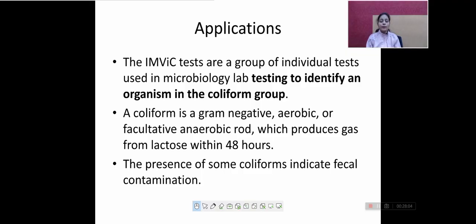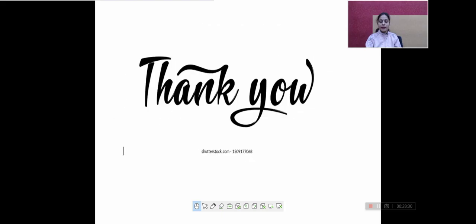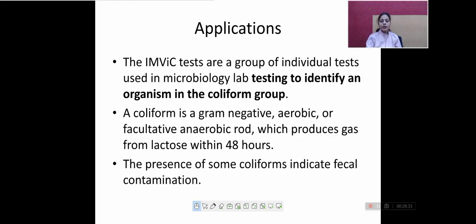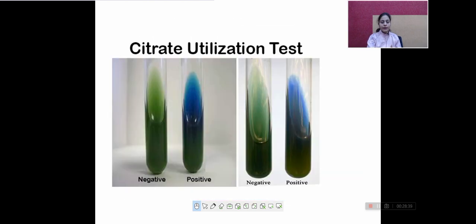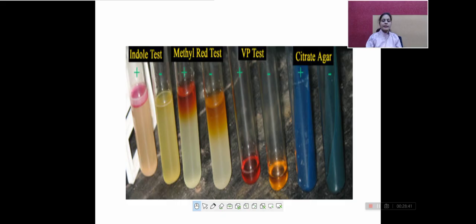In this, which type of reagent is used and what type of reaction takes place, in the last we summarize all this, right? What type of reaction takes place in all four different tests, and which type of reagent is used. So the IMVIC test is a combination of four types of tests, that is first the indole test, methyl red test, VP test and citrate test, right?